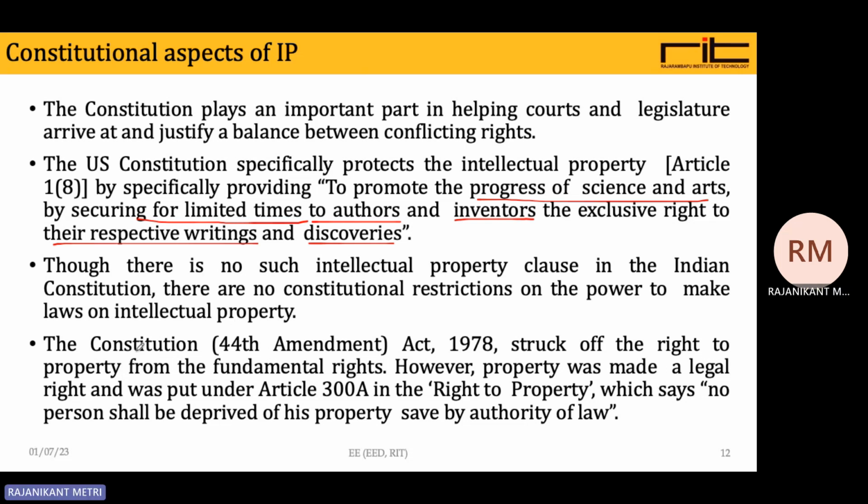Now, the Constitution 44th Amendment Act 1978 struck off the right to property from the fundamental rights. However, property was made a legal right and was put under Article 300A in the right to property, which says no person shall be deprived of his property save by authority of law. So this is the amendment done in 1978.